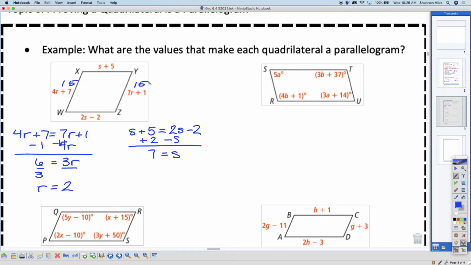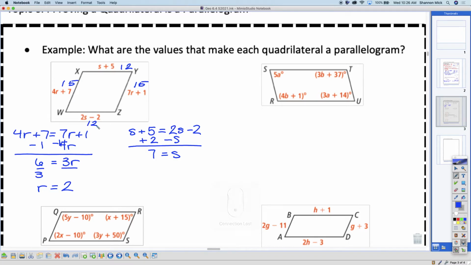And then S is 7. So 7 plus 5 is 12. And then 2 times 7 is 14 minus 2 is 12. Now, I don't have to do that, right? But will that tell me if I solve those problems right or not? Yes.